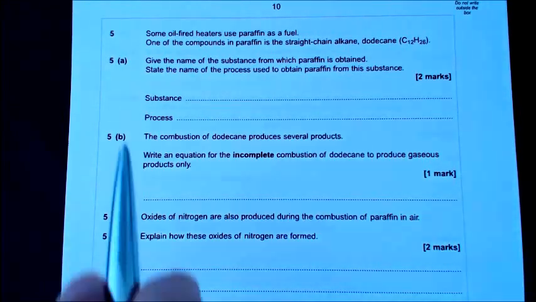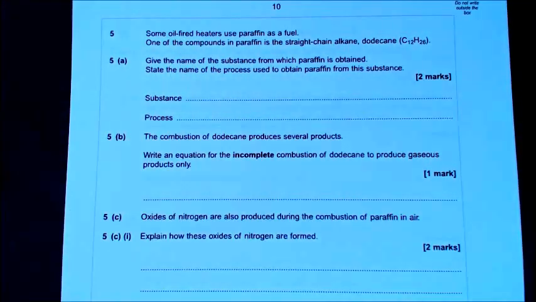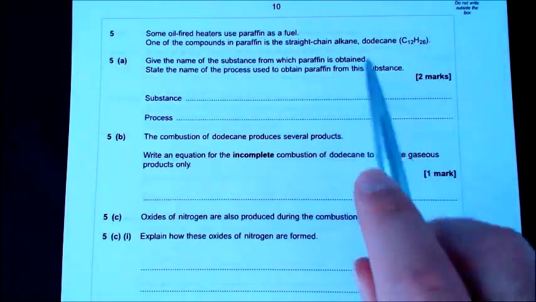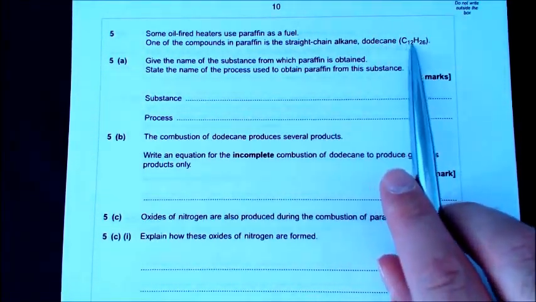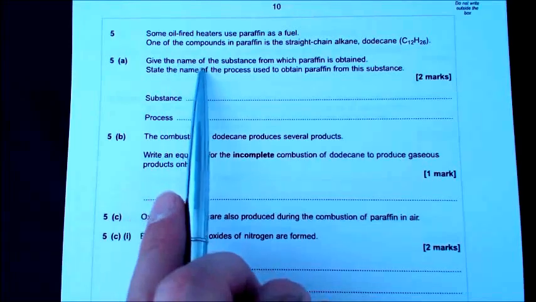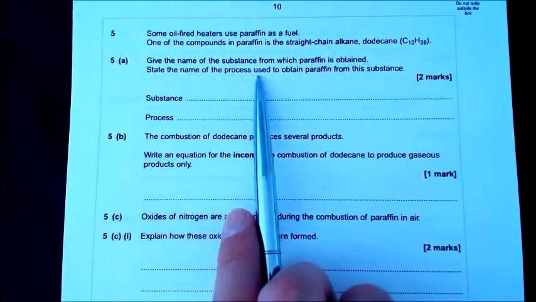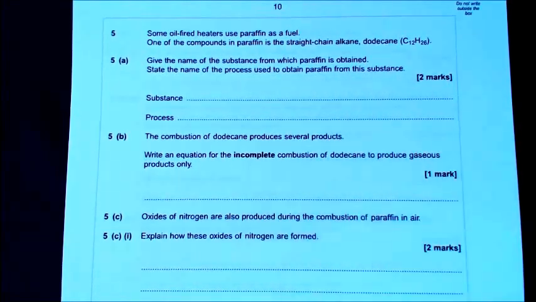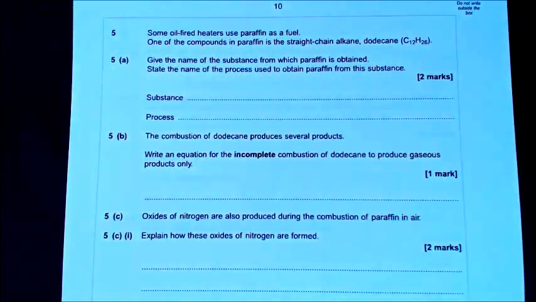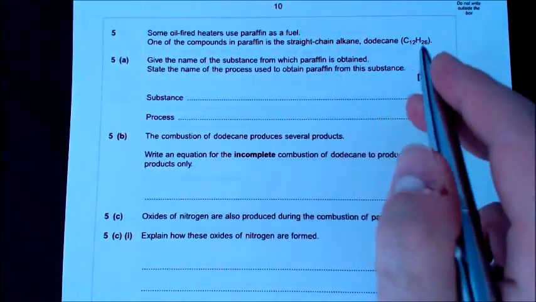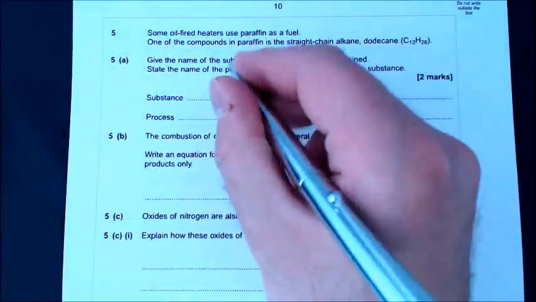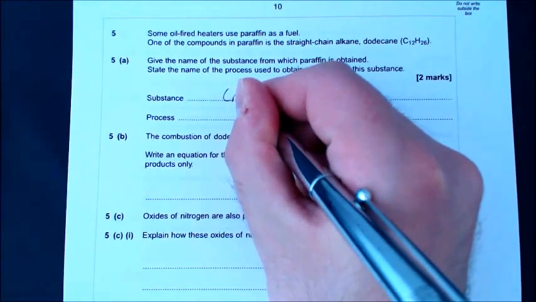So it says some oil-fired heaters use paraffin as a fuel. One of the compounds in paraffin is the straight-chain alkane dodecane, C12H26. Give the name of the substance from which paraffin is obtained. State the name of the process used to obtain paraffin from this substance. So paraffin is used as a fuel, and we get these as a hydrocarbon as well. So we get these from crude oil. So that's just the one you need to remember.